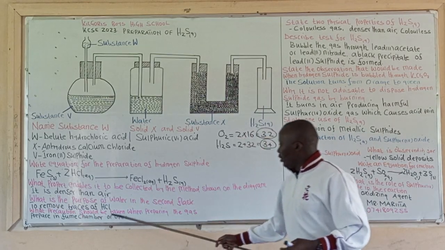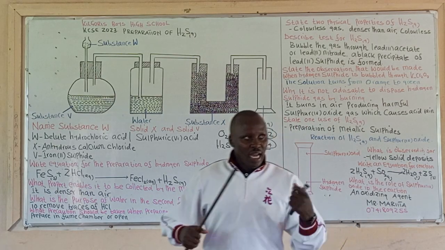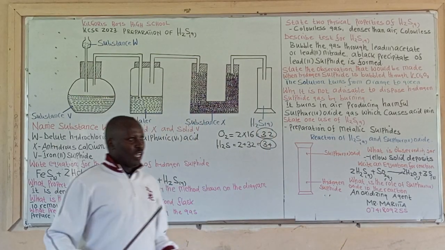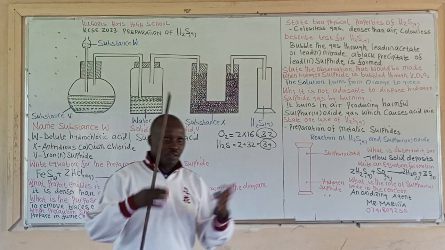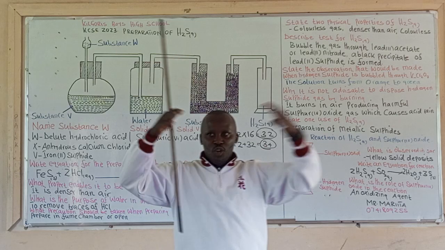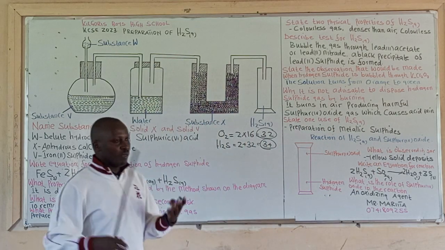What precaution should be taken when preparing the gas? Normally you understand that hydrogen sulfide is a very poisonous gas. So the precaution here is that the gas must be prepared in a fume chamber or in the open, because hydrogen sulfide gas is poisonous.